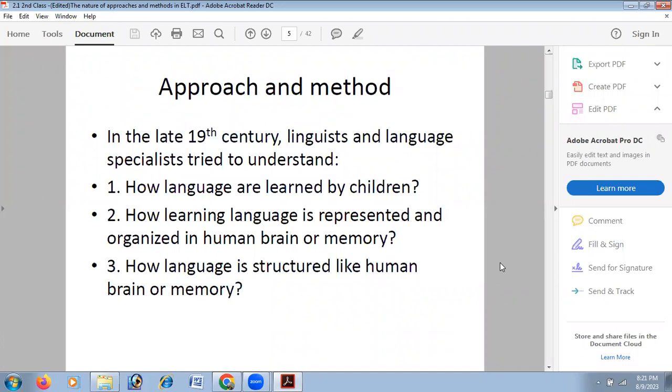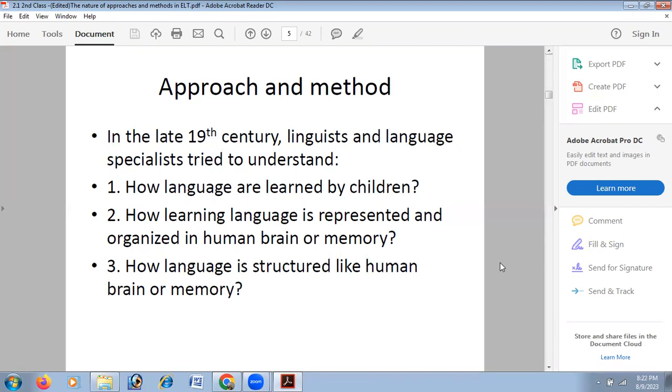That means children learn language. So what is the necessity and in which way do children learn language? They don't learn grammar. Children do not learn grammar. Children do not learn translation, but in which way do children learn language? So that was a question. That means linguists started to think how learning language is represented and organized in the human brain or memory.